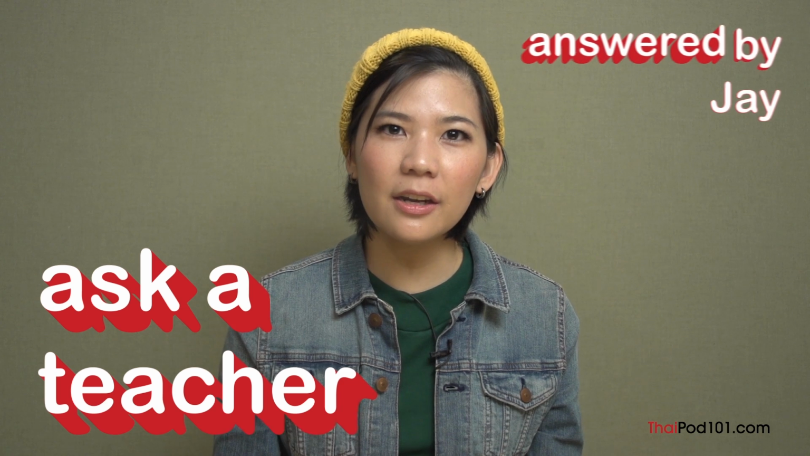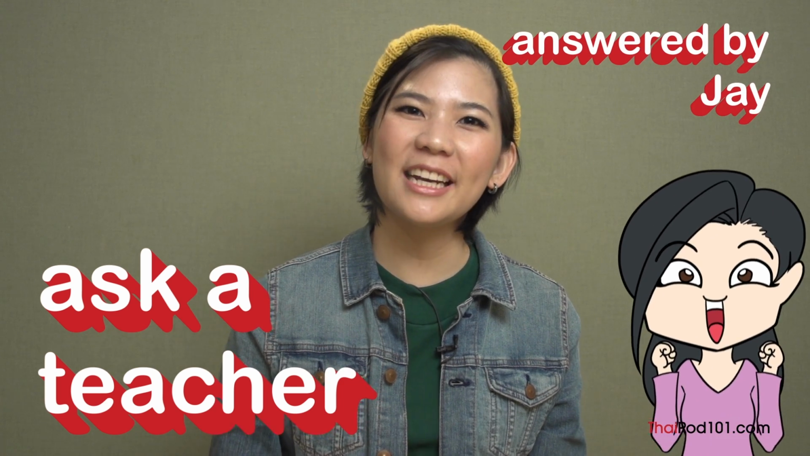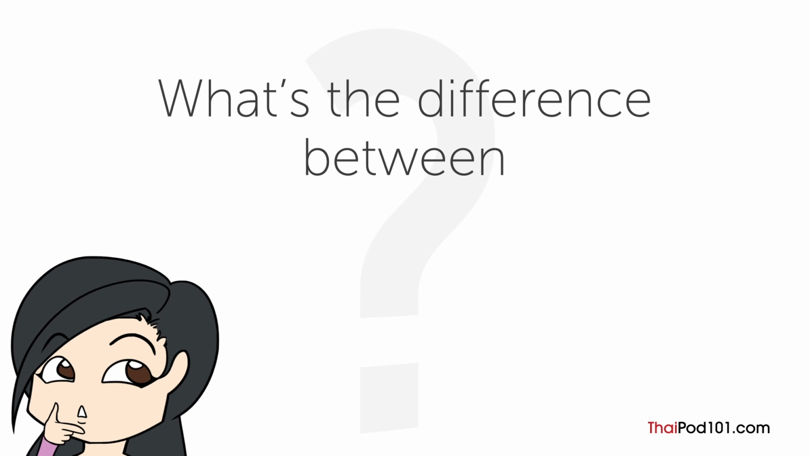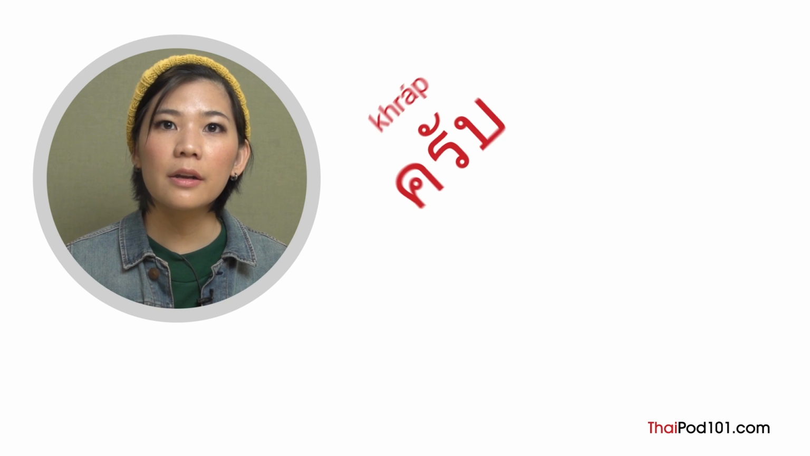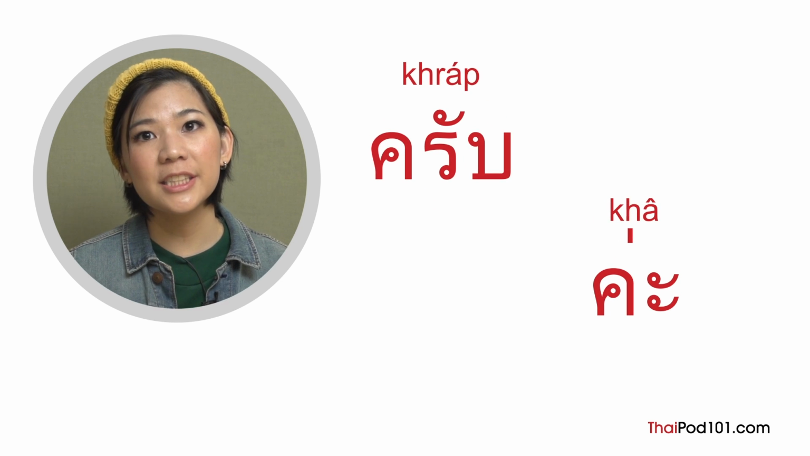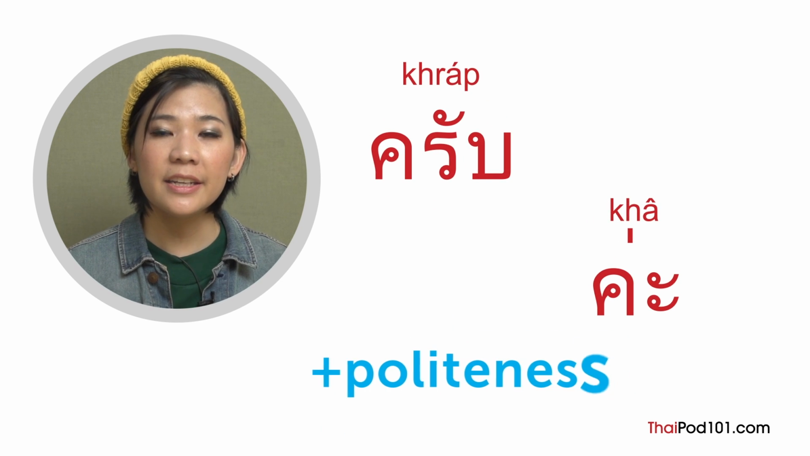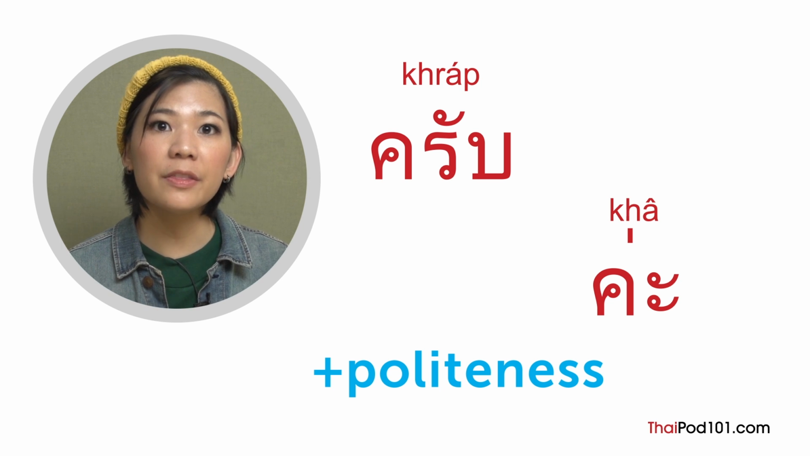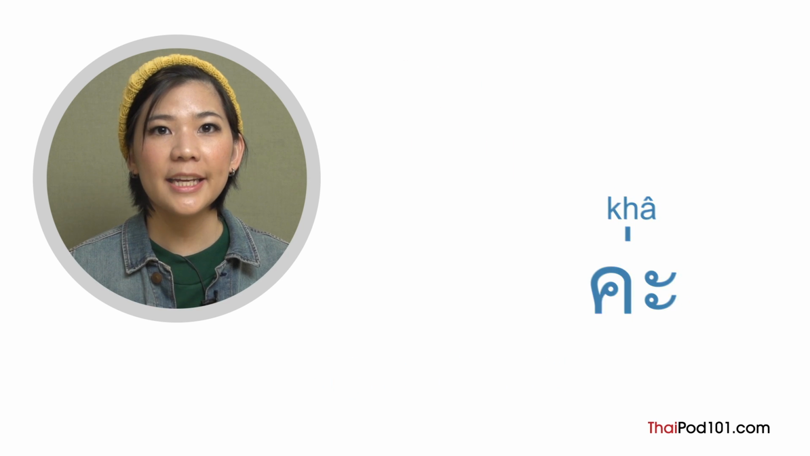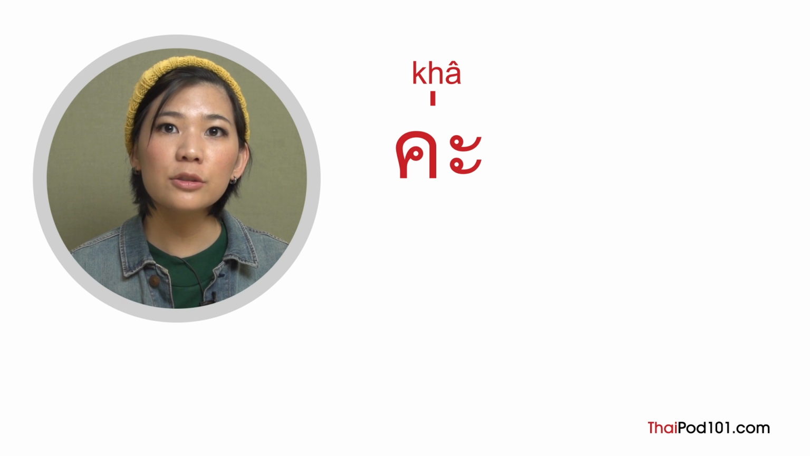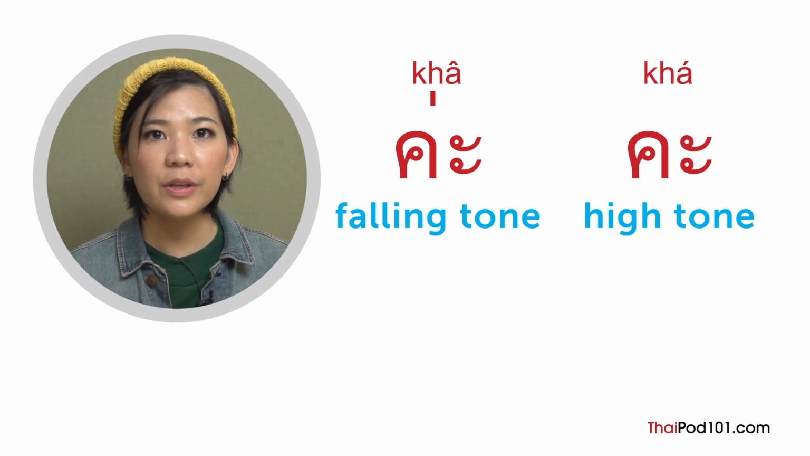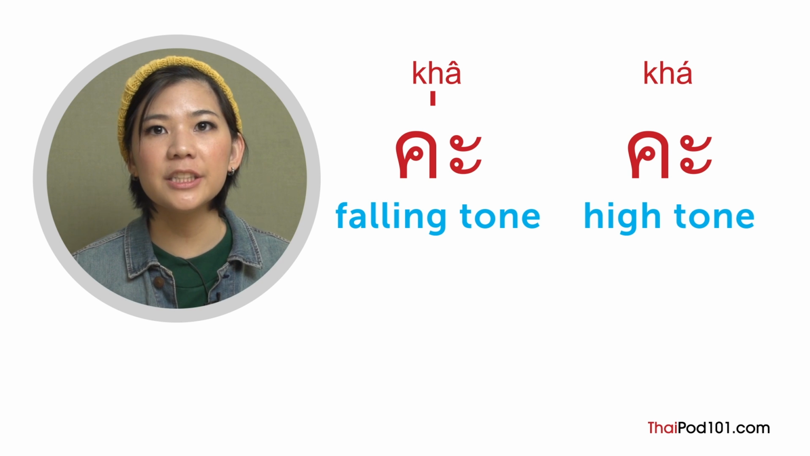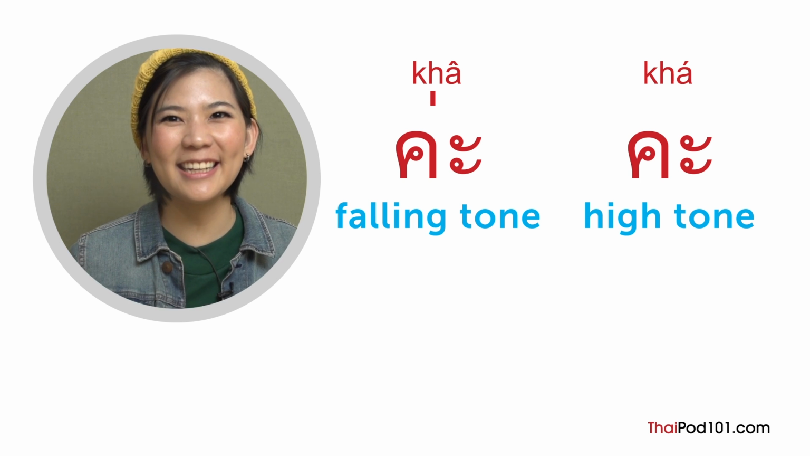Welcome to Ask a Teacher, where I'll answer some of your most common Thai questions. The question for this lesson is, what is the difference between คะ and ค่ะ? As you may already know, ครับ and ค่ะ are used after sentences to add politeness. In this lesson, we'll focus only on the female version, ค่ะ. In Thai writing and speaking, there are two tones and spelling of this word. Depending on the tone, we use the word differently. It's very simple and easy to understand, so let's begin.